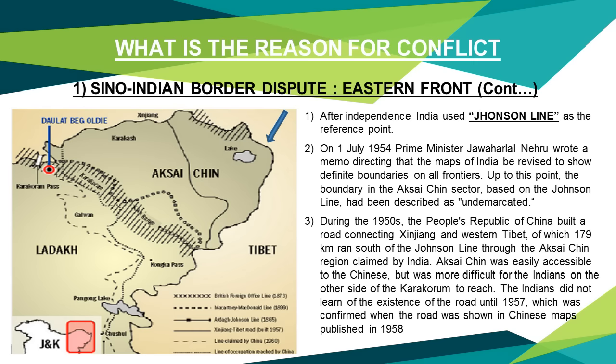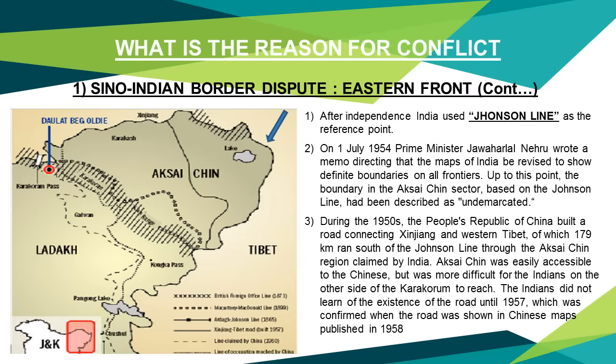On 1st July 1954, Prime Minister Jawaharlal Nehru wrote a memo directing that the maps of India be revised to show definite boundaries on all fronts. Up to this point, the boundary, especially the Aksai Chin sector, had been described as undemarcated. But now, after this memo, Jawaharlal Nehru wants all the boundaries to be definite boundaries.